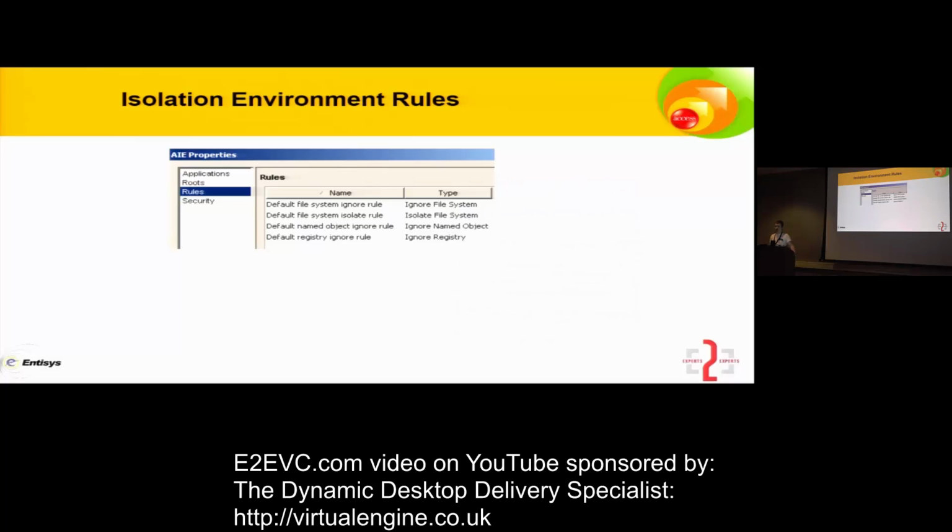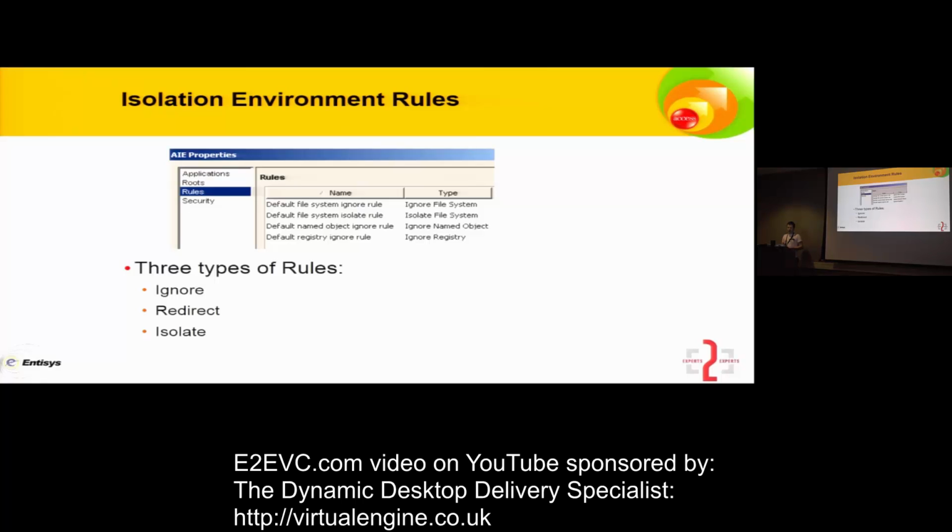There were several types of rules: ignore, redirect, and isolate. What does it mean? If an application is trying to write to some registry key, and this registry key has an ignore rule applied, or the default rule basically, it means that the application will be able to access the registry key and write to it.